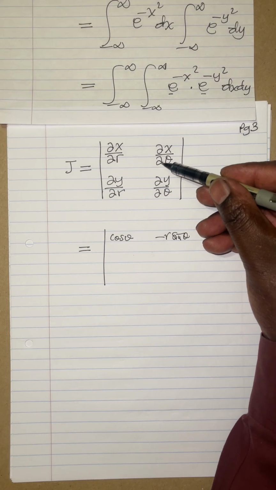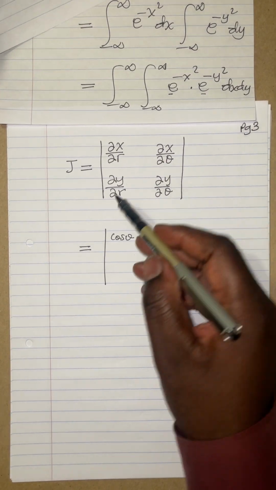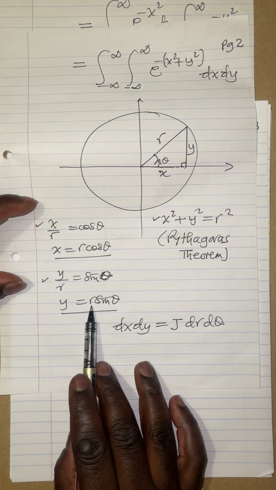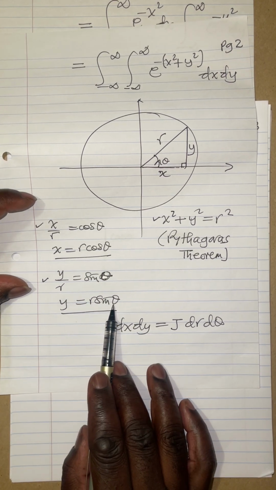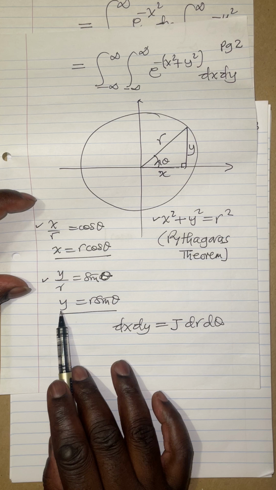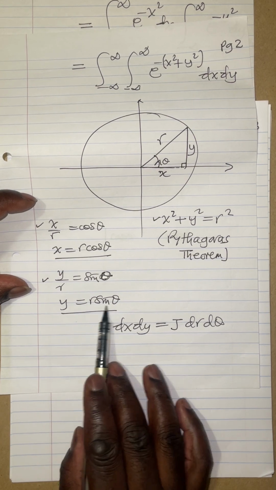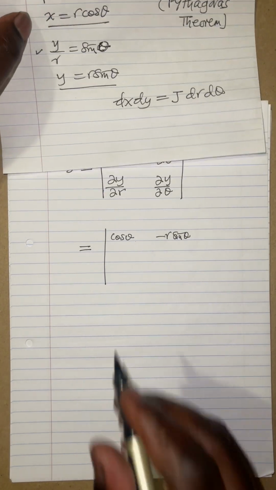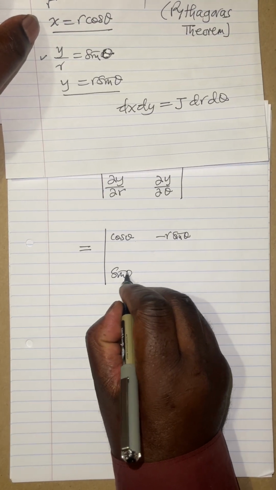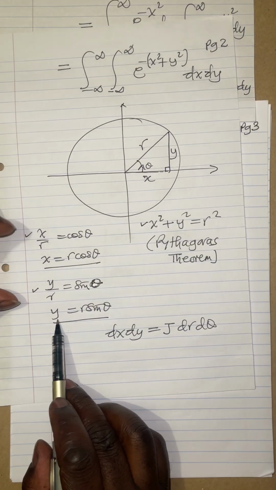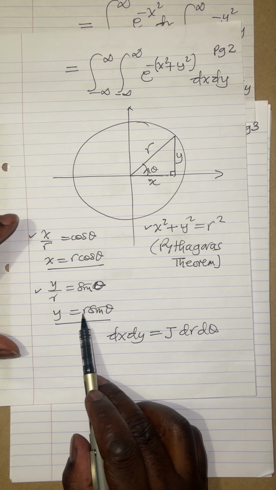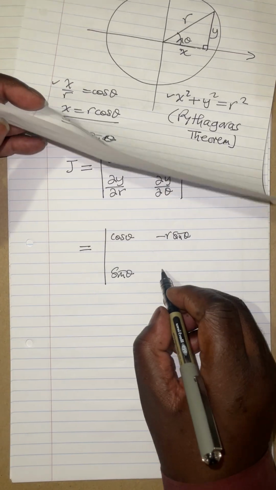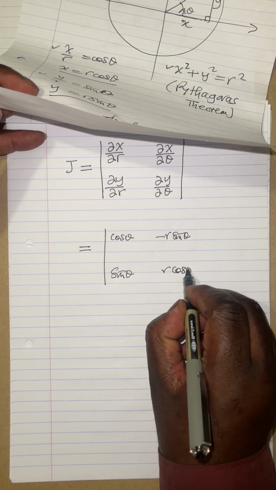Then we're coming down. I hope you can see it. We're differentiating this one here partially with respect to r. We treat theta as a constant. So the partial derivative of y with respect to r is going to be just sine theta, because the derivative of r is 1. So here we have sine theta. Differentiating partially y with respect to theta, keeping r constant, it's going to be r cos theta, because the derivative of sine is cosine. So we have r cosine of theta in that space.